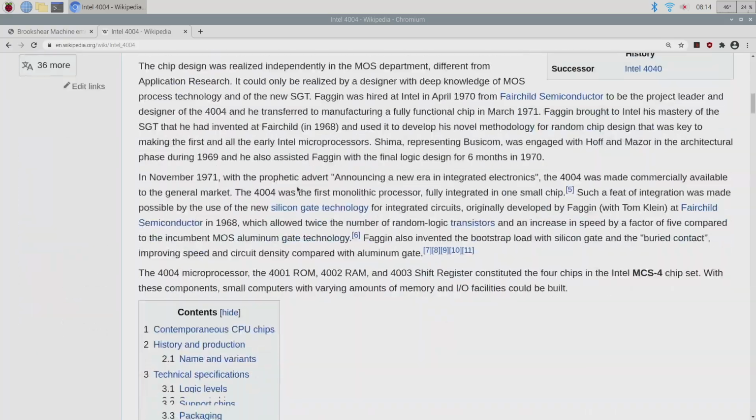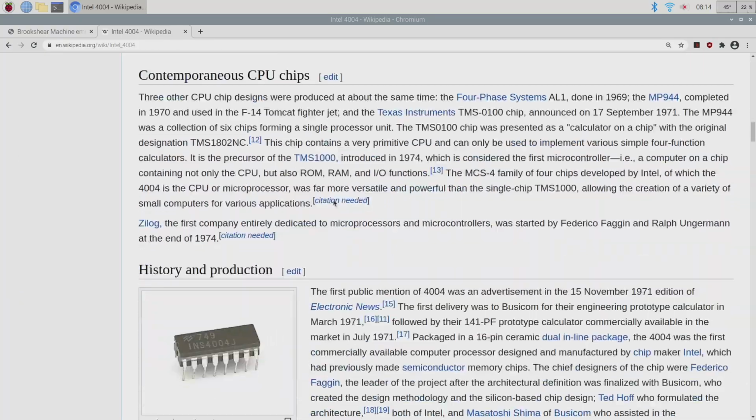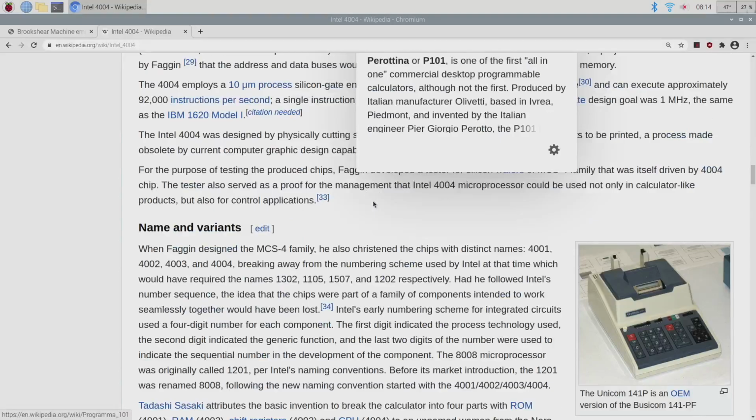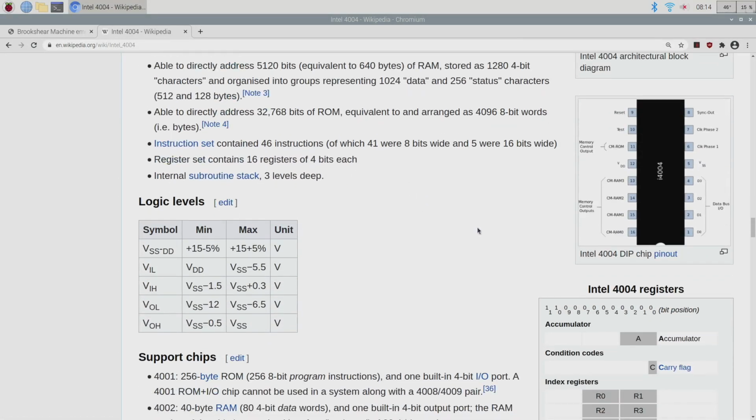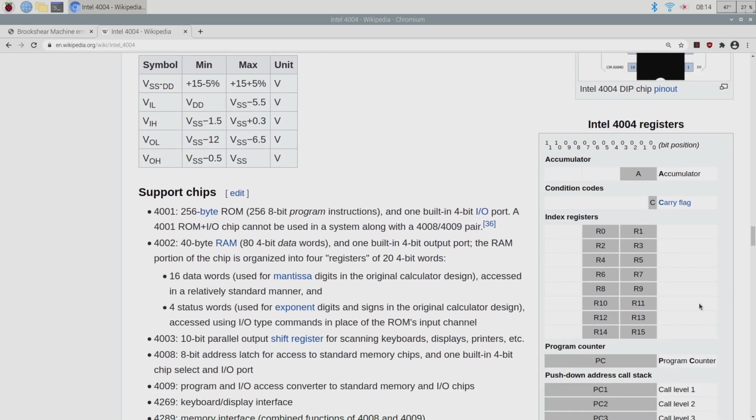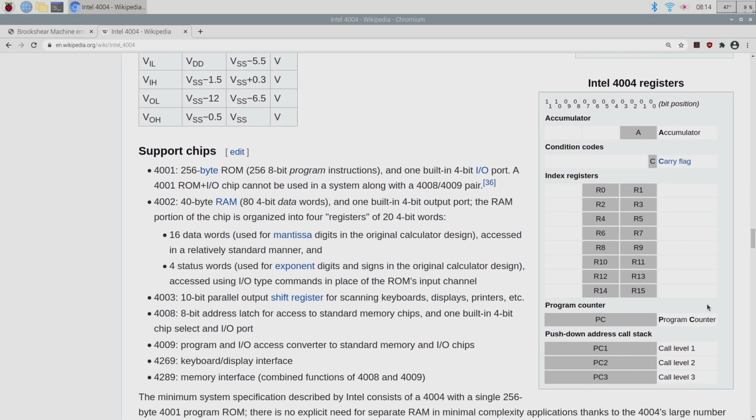Okay, so the 4004, there's a lot of really interesting history here. But if we go to the architecture of it, we get here. It had these as its registers. It had this thing called the accumulator, which is essentially where, when you start adding things together, you store the partial results.